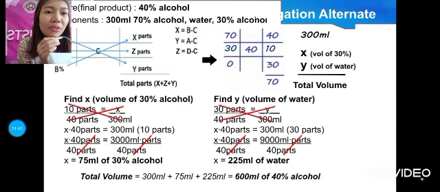So for us to find the total volume, we will just add all the volumes of our components. The first component is 70% with 300 ml volume. The second component is 30% with 75 ml volume. And the third component is water, which has 225 ml volume. So when we add that, that is equivalent to 600 ml of 40% alcohol, which is now our final mixture or the final product.